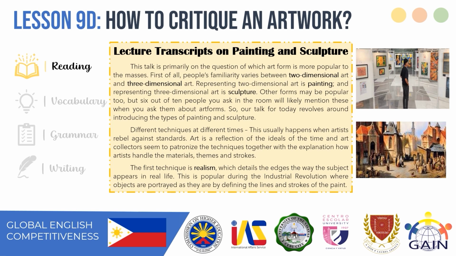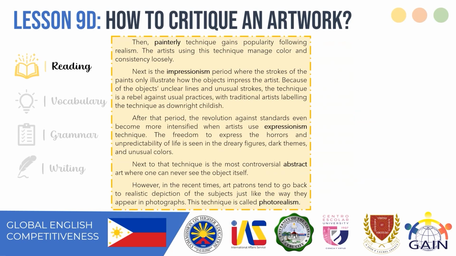Different techniques at different times. This usually happens when artists rebel against standards. Art is a reflection of the ideals of the time, and art collectors seem to patronize the techniques together with the explanation of how artists handle the materials, themes, and strokes. The first technique is realism, which details the edges the way the subject appears in real life. This is popular during the Industrial Revolution, where objects are portrayed as they are by defining the lines and strokes of the paint. Then, painterly technique gains popularity following realism.